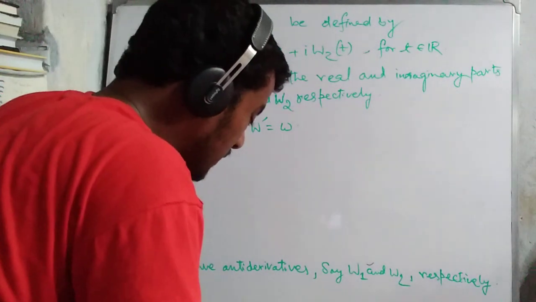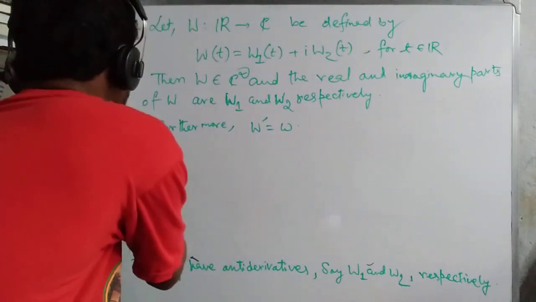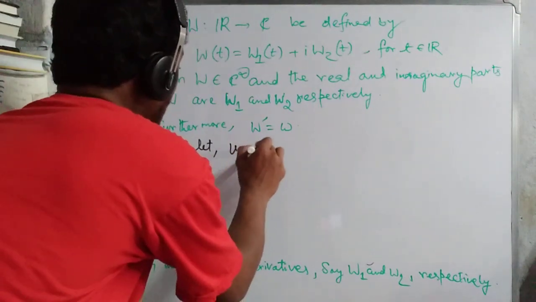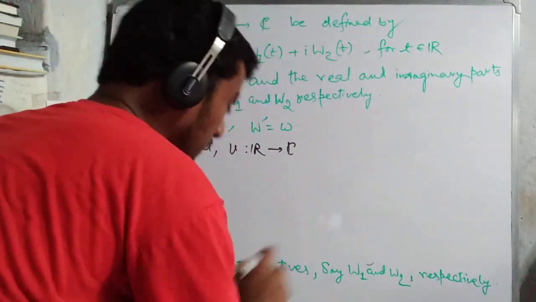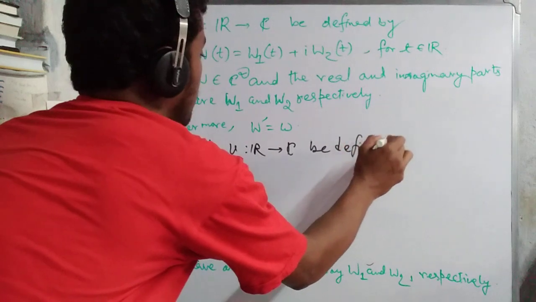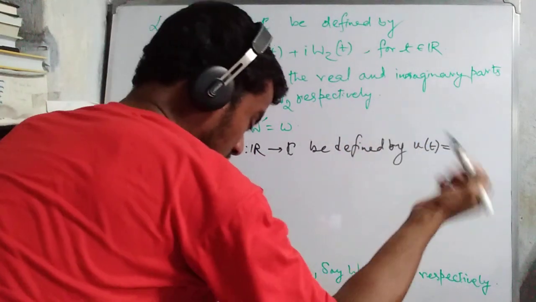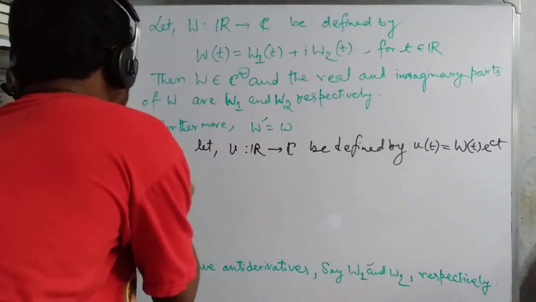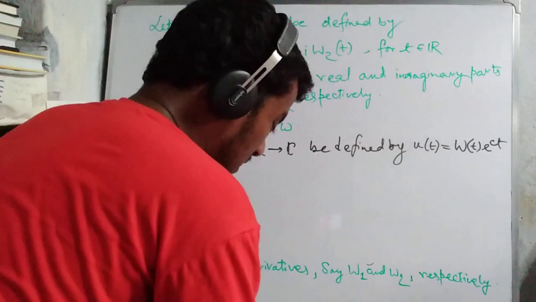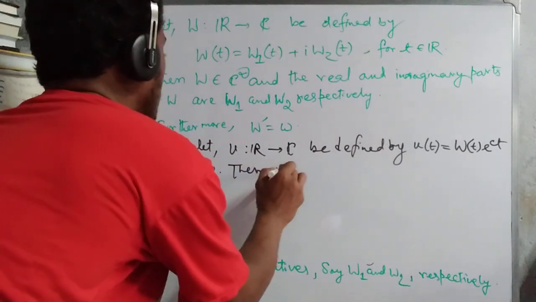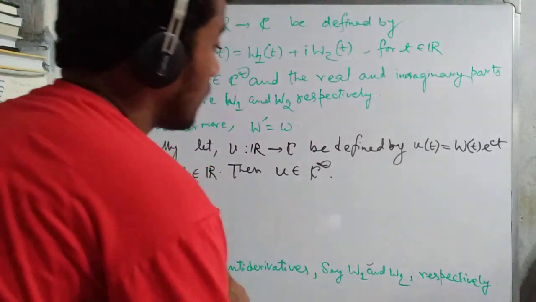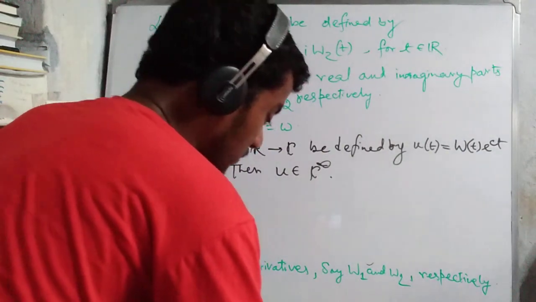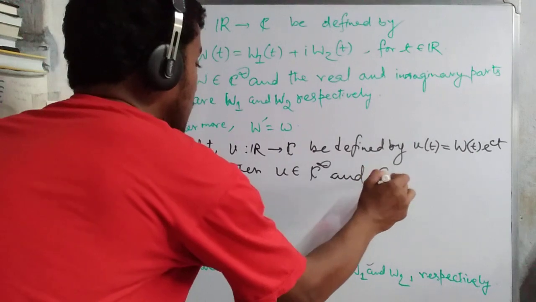Finally, let U, from R to C, be defined by u(t) equal to capital W(t) e to the power ct, for t belonging to R. Then U belongs to C infinity, not a problem at all, since W(t) is a C infinity function and e to the power ct is a C infinity function.